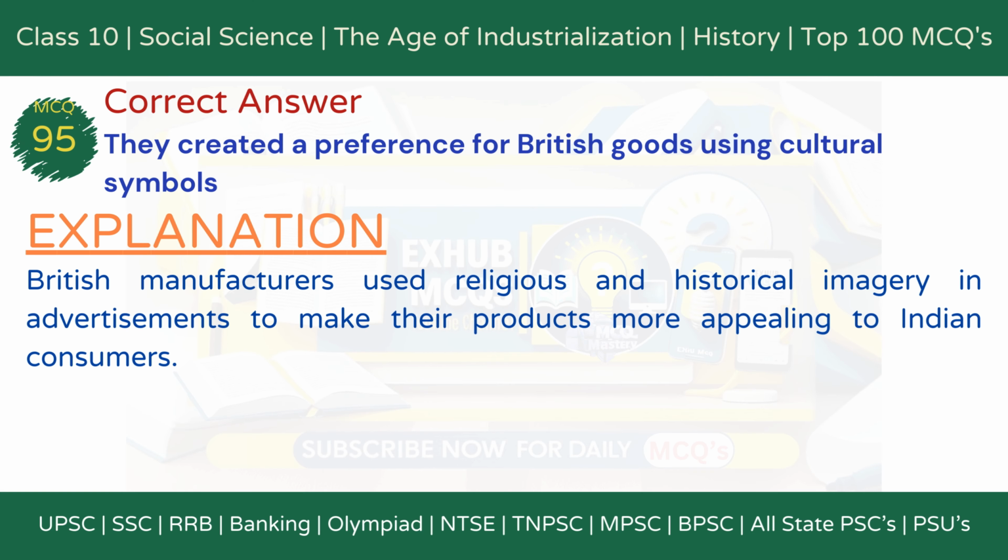The correct answer is option B. They created a preference for British goods using cultural symbols. Explanation: British manufacturers used religious and historical imagery in advertisements to make their products more appealing to Indian consumers.